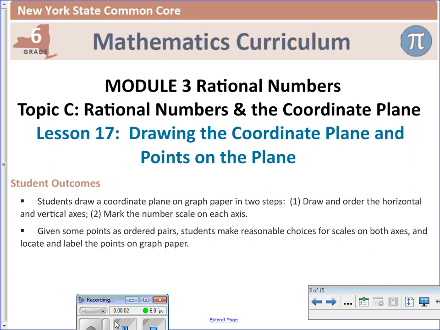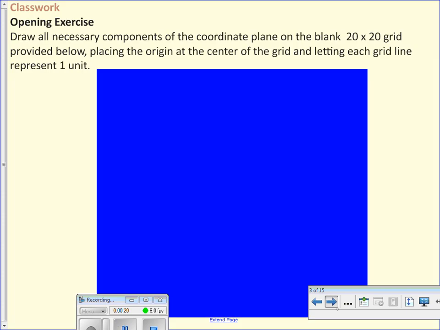Okay, today we're looking at Module 3, Lesson 17, drawing the coordinate plane and points on the plane. So we're continuing with exactly what we've been working on, labeling and numbering our x-axis, labeling and numbering our y-axis. But we're going to do something a little differently today and go a little crazy.